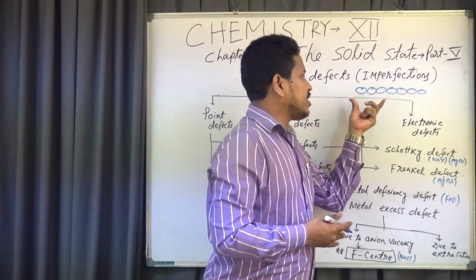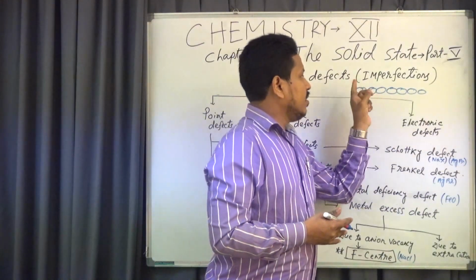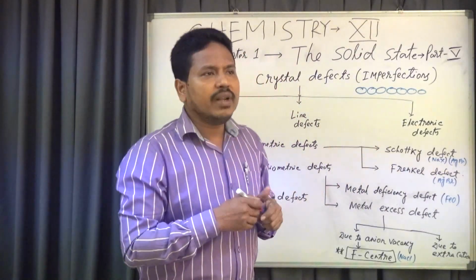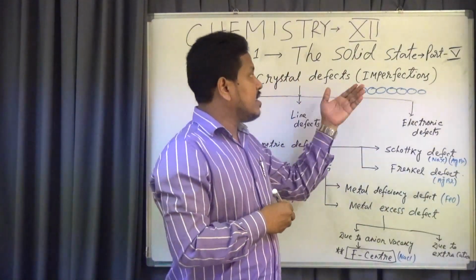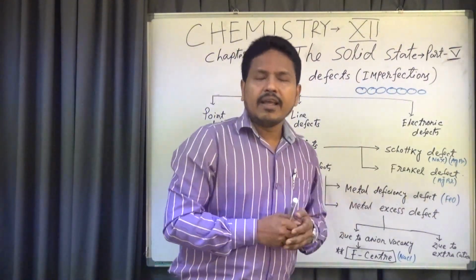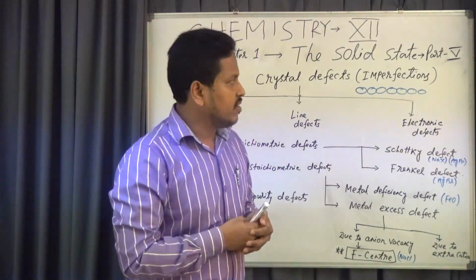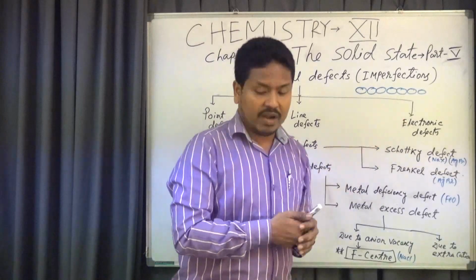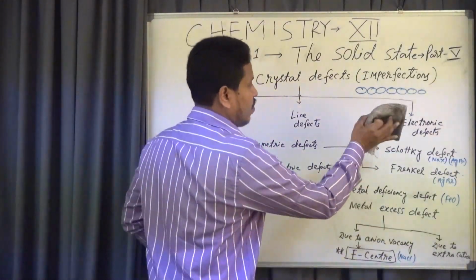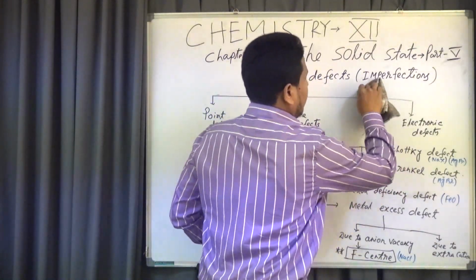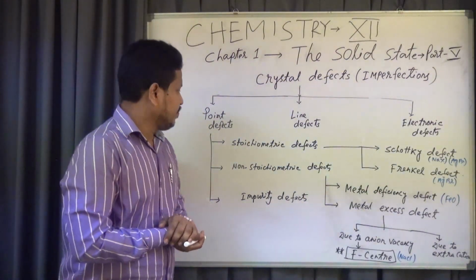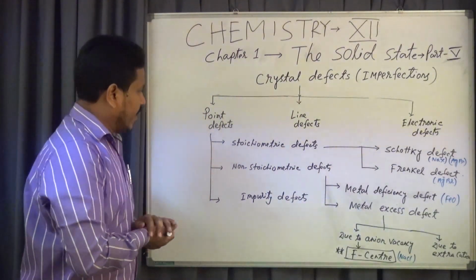In the lattice structure there are atoms and electrons present. Due to various displacements, an electron may leave the lattice site or may enter an interstitial site. There may be electron excess or electron deficiency. Due to the electronic imperfection, the defect that arises is the electronic defect. This is not so important for our syllabus. Point defect is very useful for this topic. So let us discuss point defect.